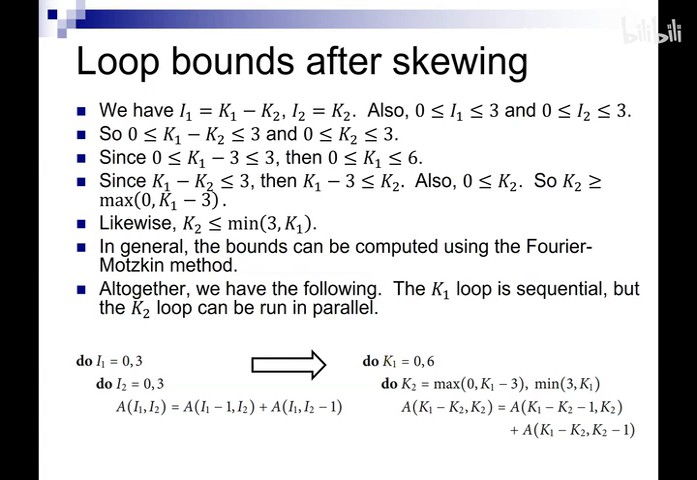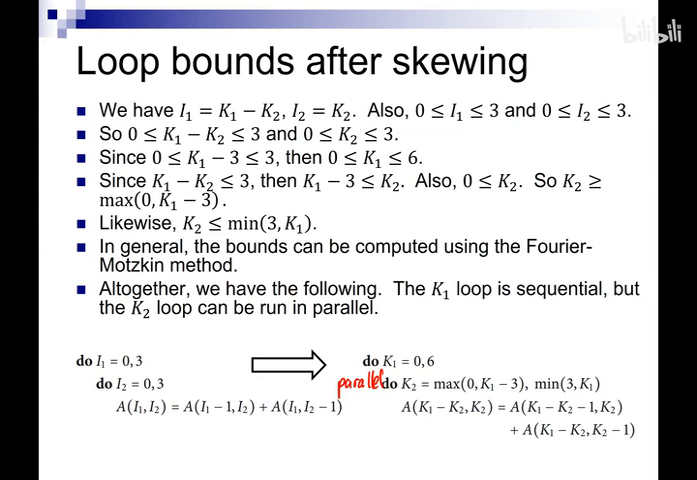Furthermore, for this K algorithm, for the K loops, you're going to do the K1 sequentially, but you can do the K2 iterations in parallel. Okay, so that is loop skewing.